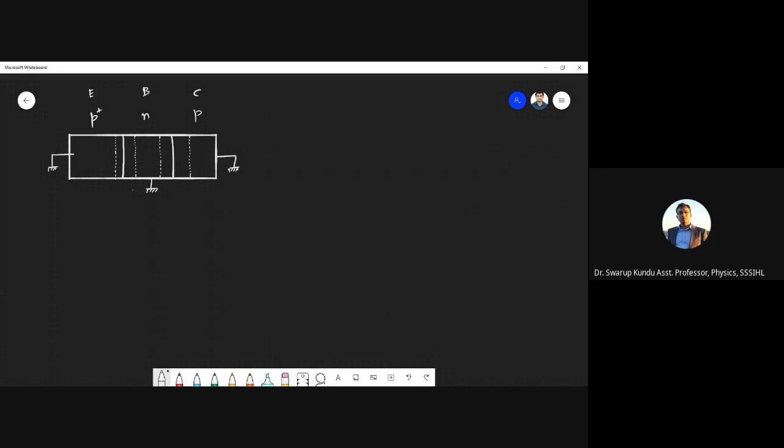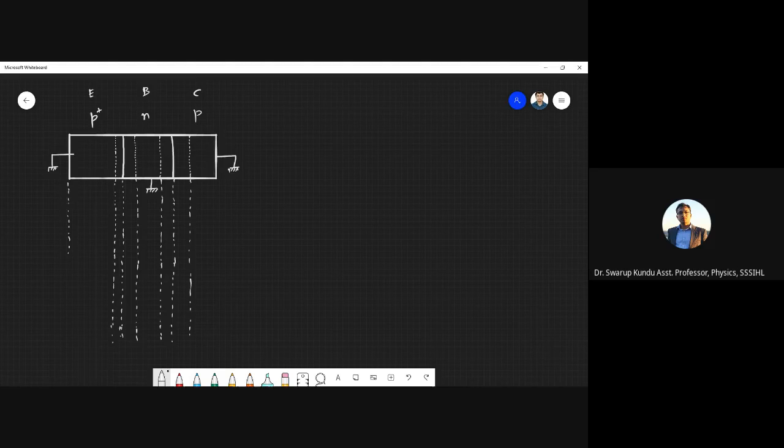Okay, so let's draw it further. So we'll be doing it like we did for PN junction. Okay. We'll draw this edge also.